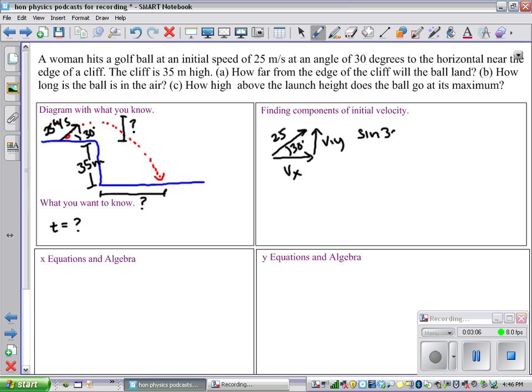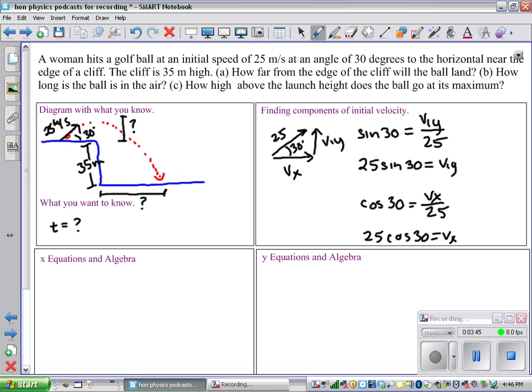So sine of 30 is equal to opposite, Viy, over hypotenuse, 25. So 25 sine 30 is Viy. And then cosine of 30 is equal to adjacent, Vx, over hypotenuse. So 25 cosine 30 is equal to Vx. And put those in the calculator.